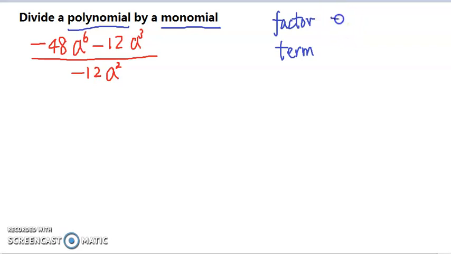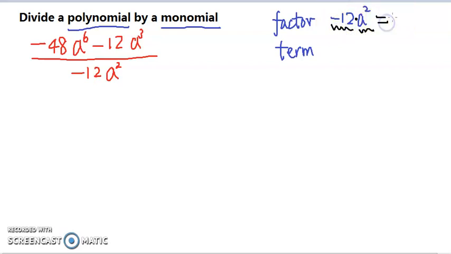For example, we have negative 12a squared, and notice that this means negative 12 times a squared. And again, a squared means a times a. So the only operation we have in here is multiplication, so we can call each of them a factor. For example, we can call negative 12 a factor. We can call a squared a factor.